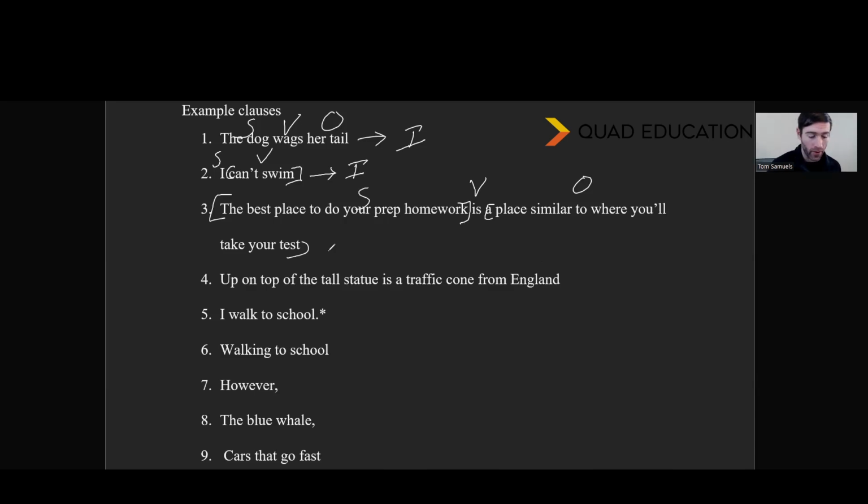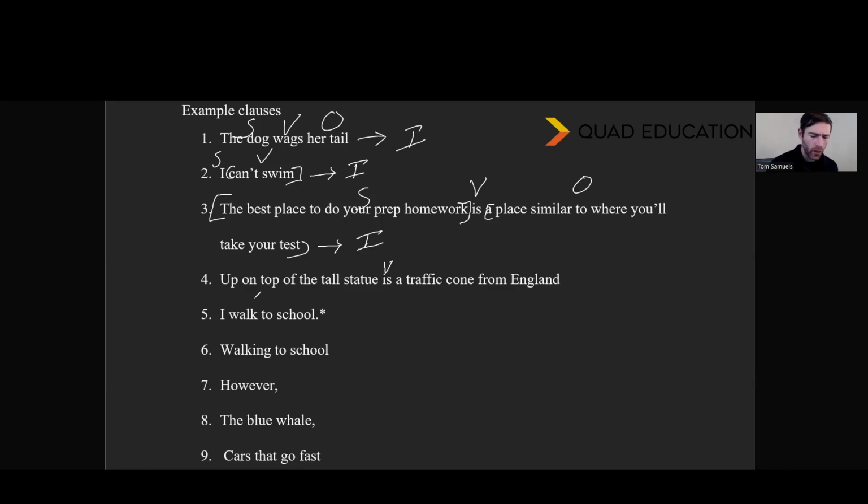And since we can see that there is a subject, verb, and object here, we can say that this is all independent as well. Looking at the fourth option here, up on top of the tall statue is a traffic cone from England. It's a very interesting image. So this is interesting. We can go ahead and say that is the verb right there because it still is the verb. But then what is the subject?